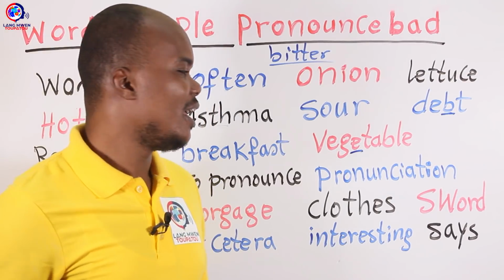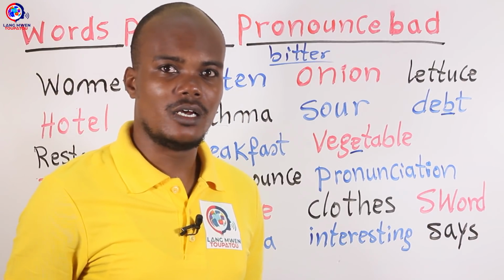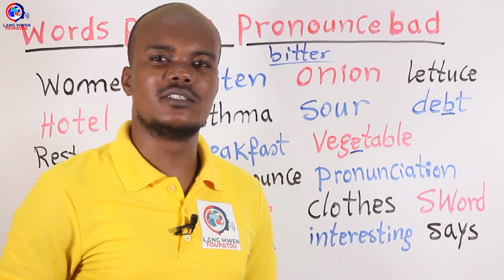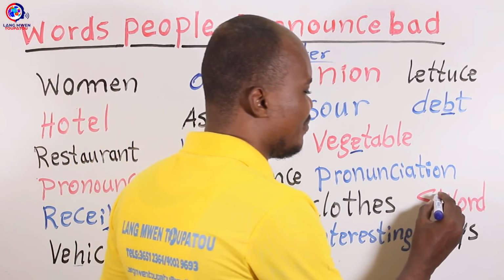Close. And about this word. This word is sword. Of course, it's sword. Why do I pronounce it as sword? It's because this letter is not pronounced.